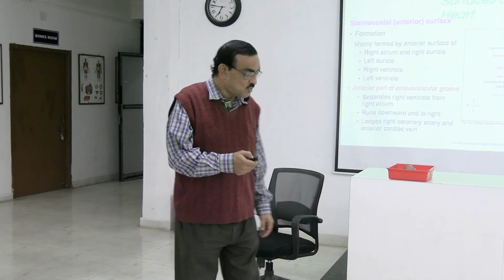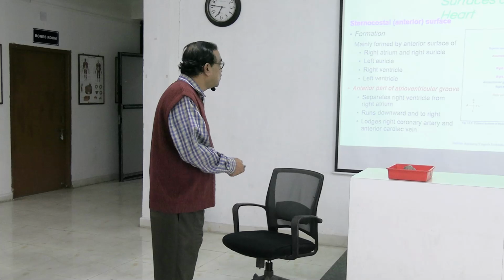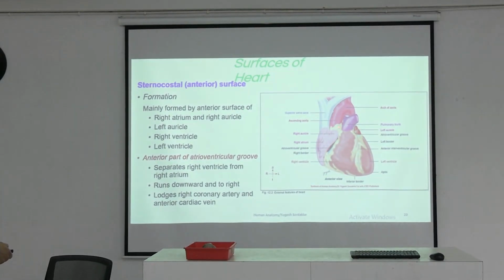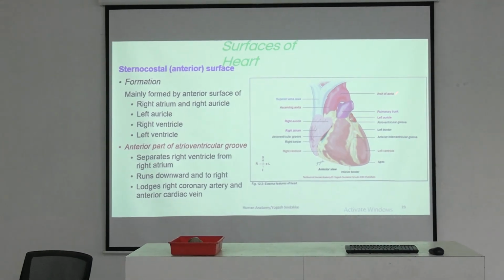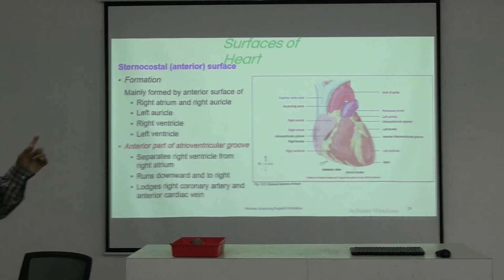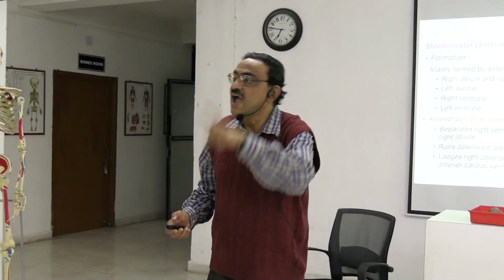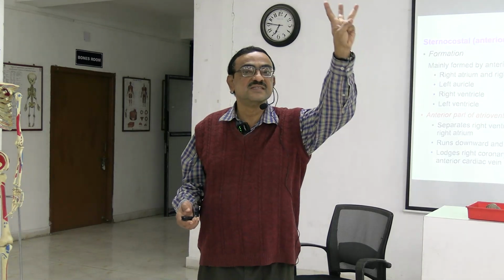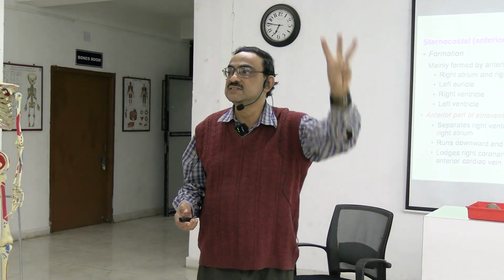Okay, the right coronary artery supplies the right part of the heart, and the left coronary artery supplies the left part of the heart. So this left coronary artery has two branches, the left circumflex branch and the anterior interventricular branch. So these three arteries, the right artery, the anterior interventricular branch and the left circumflex, are the major arteries.